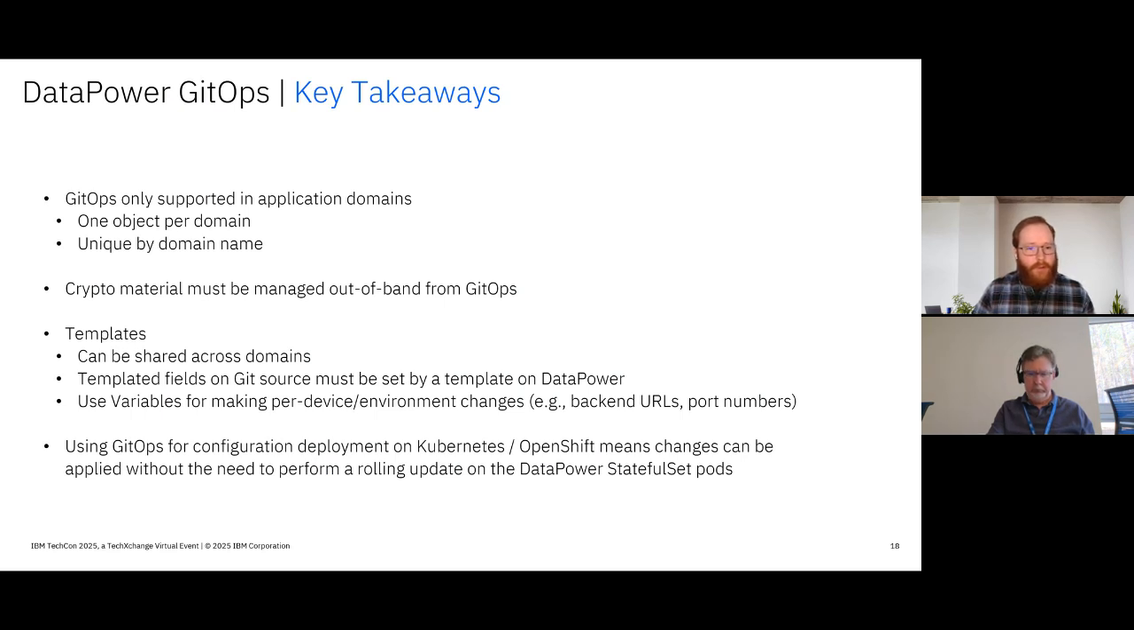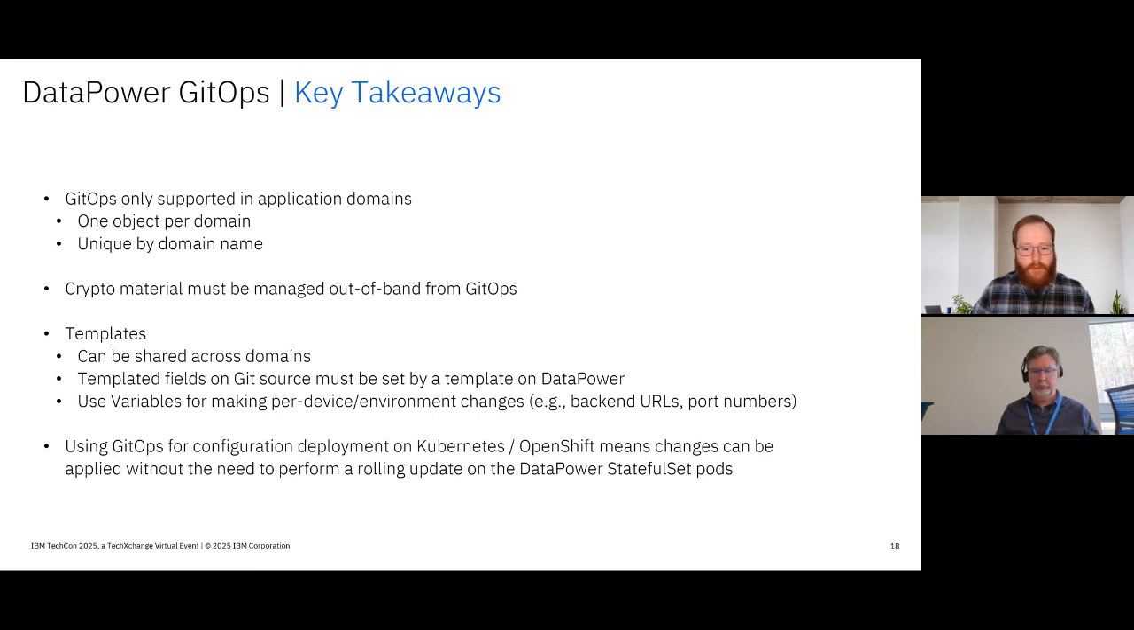All right, so just a few more takeaways before I hand over to Ivan. GitOps is only supported in application domains, so you cannot use it in the default domain outside of setting up your variables. The object is singleton, so there's only one GitOps object in that application domain, and it's defining how that entire domain is going to be configured. You need to manage crypto material outside of GitOps, as it's an anti-pattern to put credentials and secrets into Git.